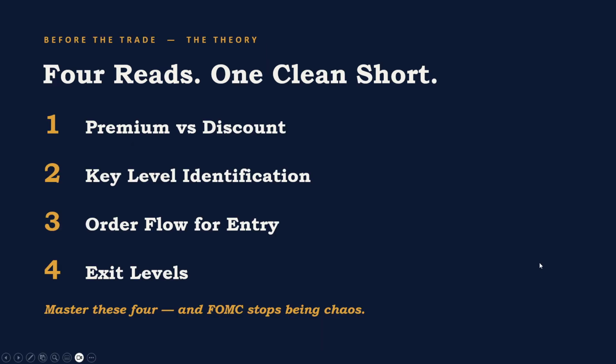So the 4 learning objectives of this video are going to be premium versus discount, how to identify the right key level to trade from, order flow for entry, and then knowing where to exit. If you master these 4, trading FOMC or any news event of the sort becomes a lot easier. So we're going to be breaking down this trade in terms of the 4 learning objectives you see on your screen. So let's get into it.